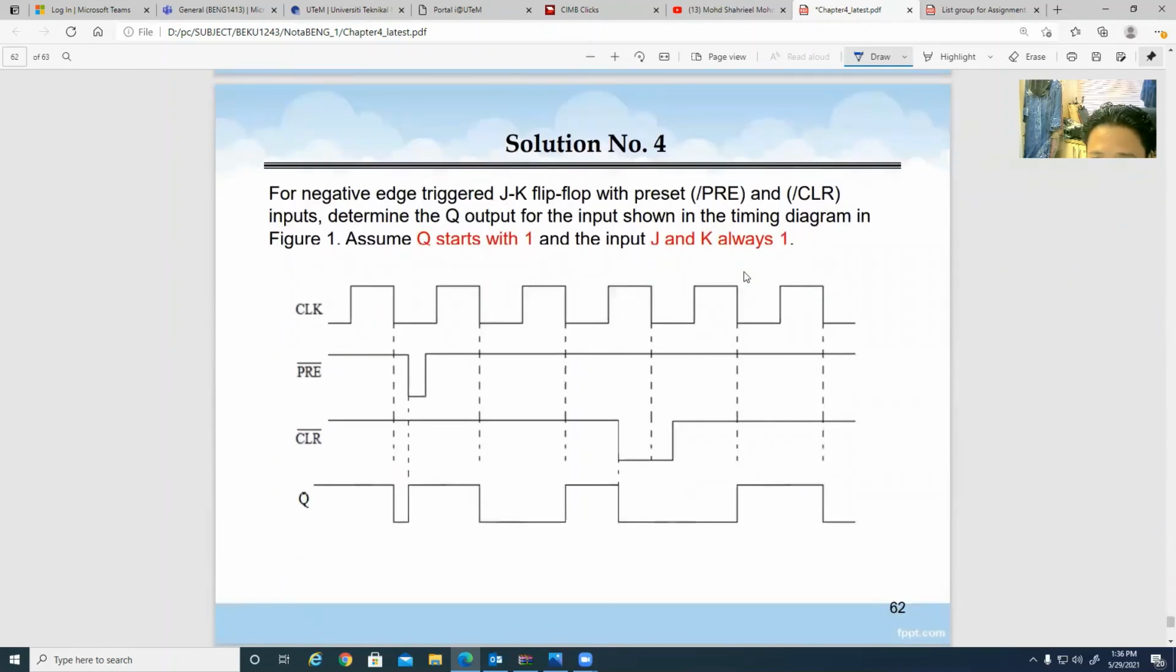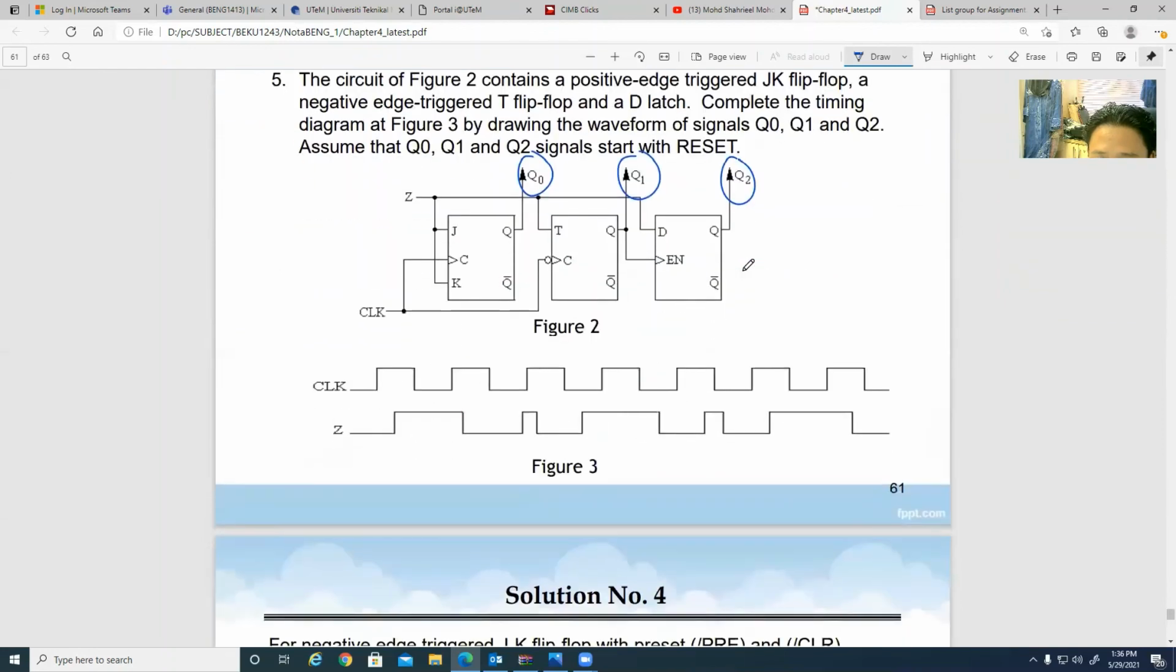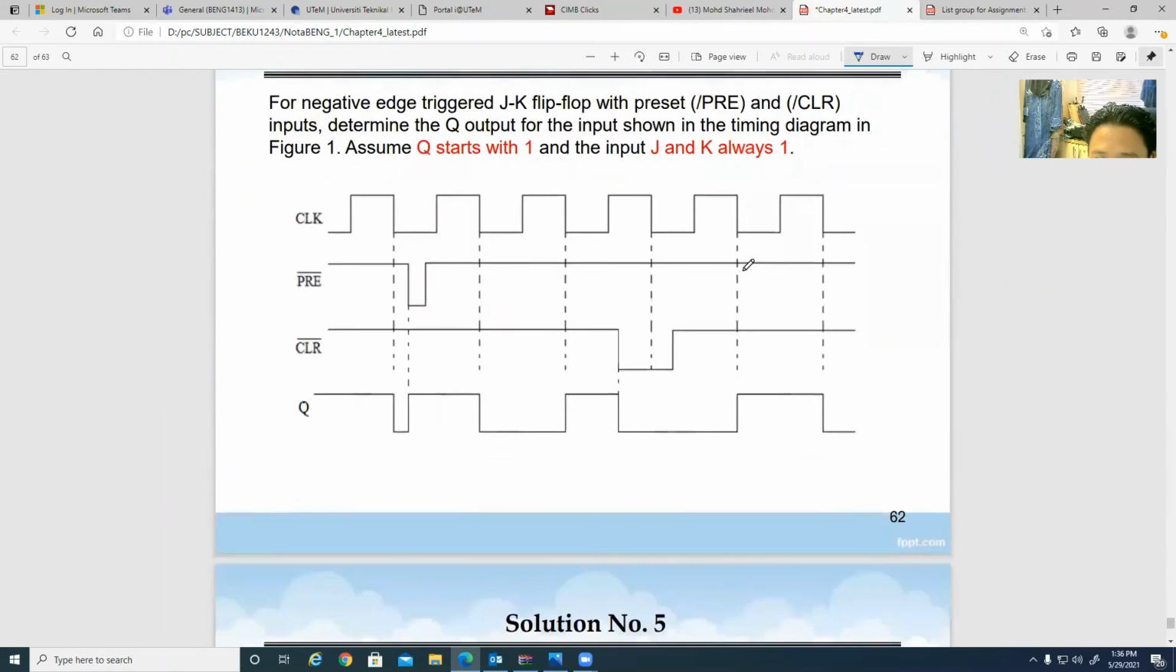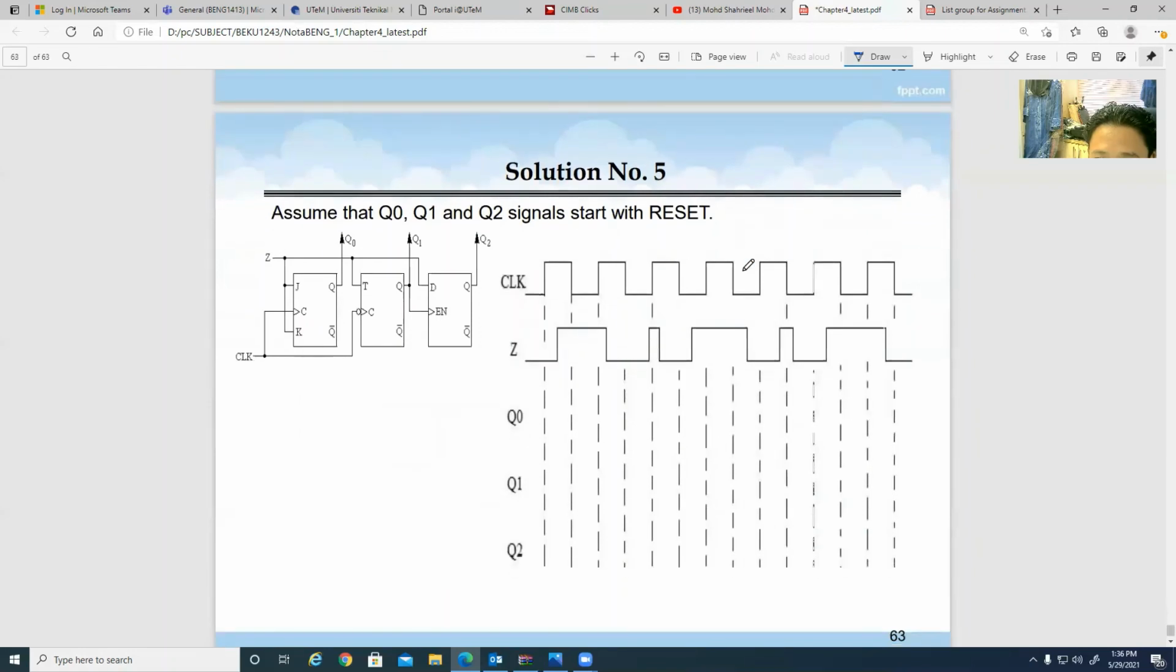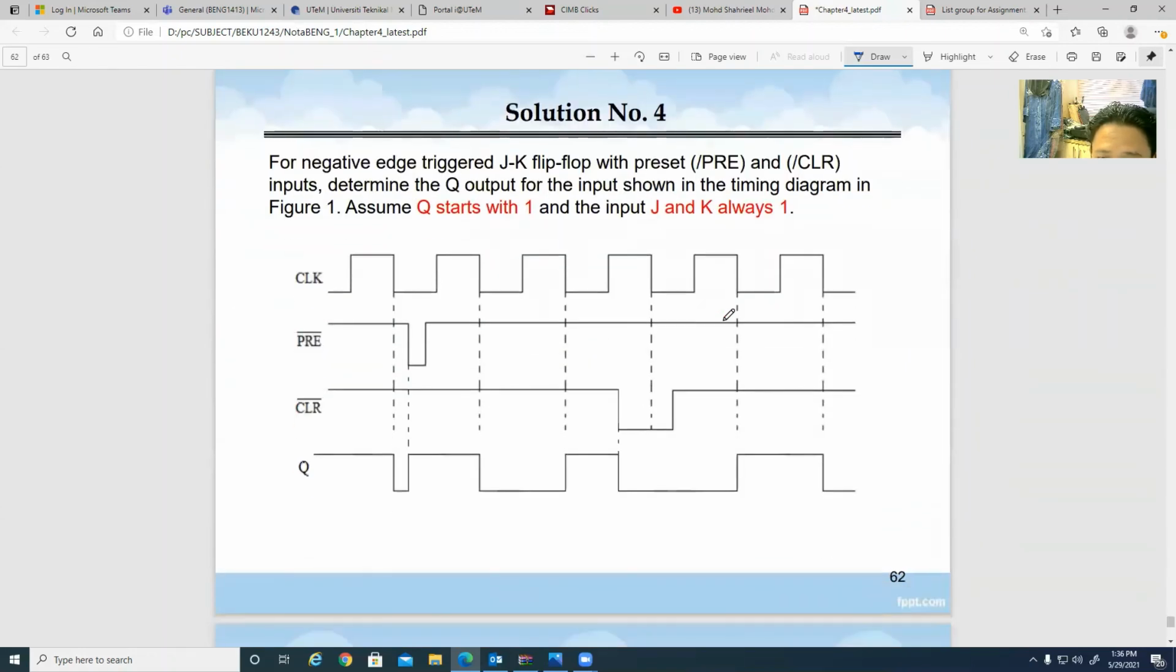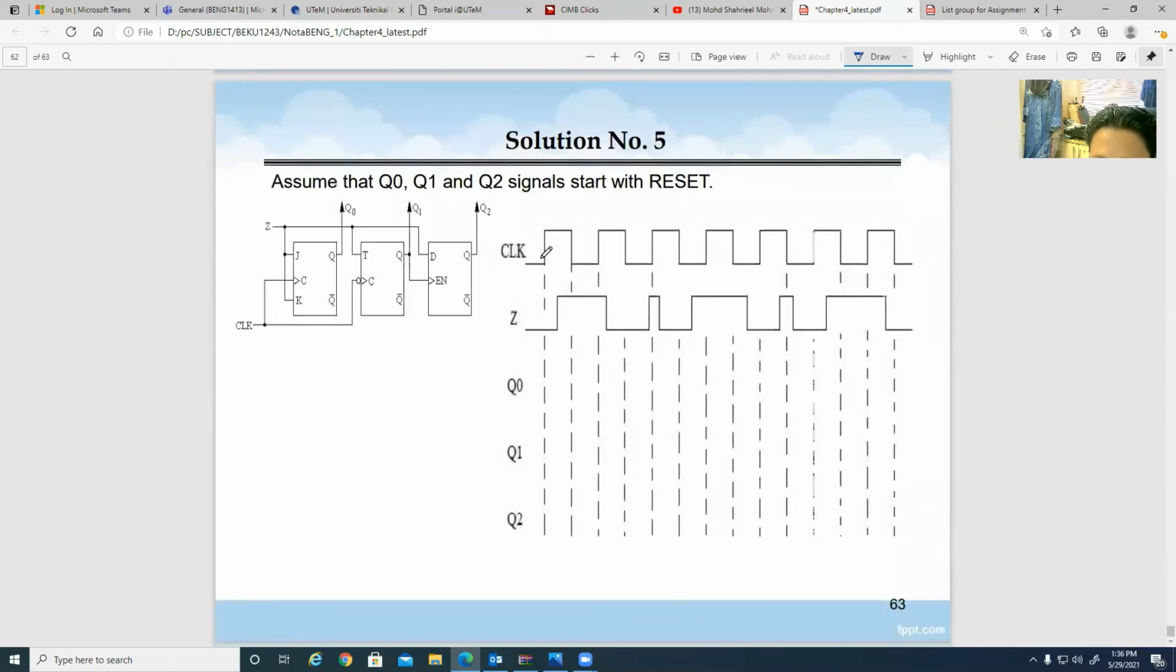Next, this is the solution. We already have the solution here, so you have to draw this. This is the timing diagram for Q, for P, this one will be activated, and then for the clear and the clock, and also this one will give the clock and the output for Z for the JK flip-flop. So you have to draw Q0, Q1 and Q2.